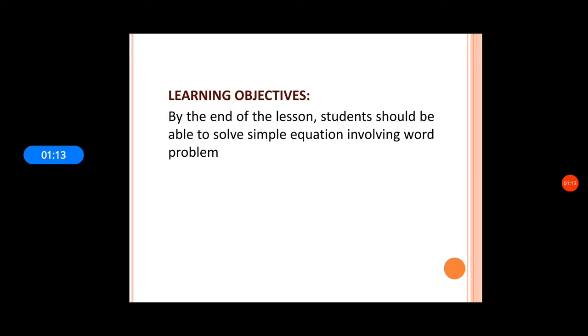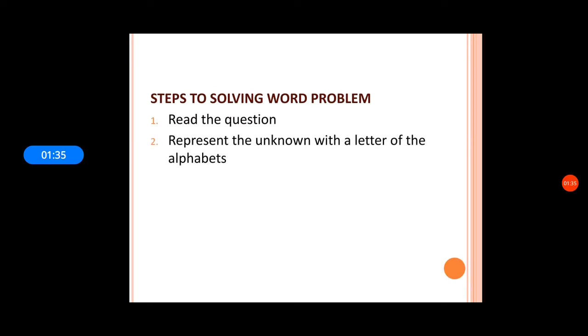So let's move on to the steps to solving word problem. You have to take note of these steps. They are very important. Number 1, read the question. Read the question over and over again to have an understanding of what the question is saying. 2, represent the unknown with a letter of the alphabet.